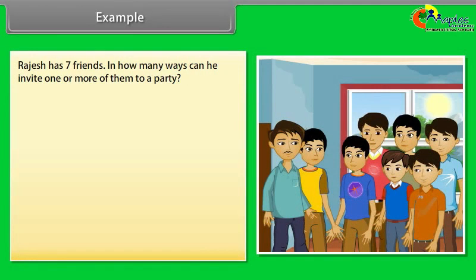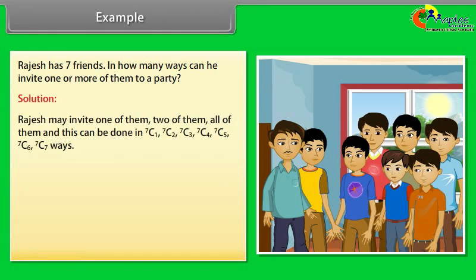Rajesh has 7 friends. In how many ways can he invite one or more of them to a party? Solution. Rajesh may invite one of them, 2 of them, all of them, and this can be done in 7C1, 7C2, 7C3, 7C4, 7C5, 7C6, 7C7 ways.